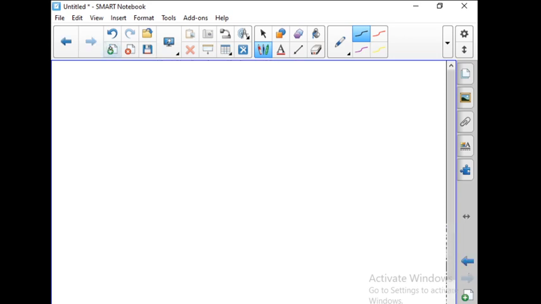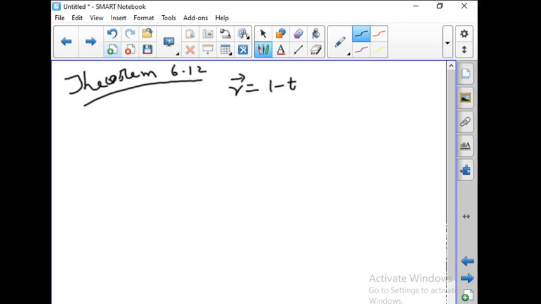So, next we will go to theorem 6.12. The statement is: the parametric form of a vector equation of a line passing through two given points whose position vectors are a vector and b vector is given by r vector is equal to a vector plus t into b vector minus a vector.